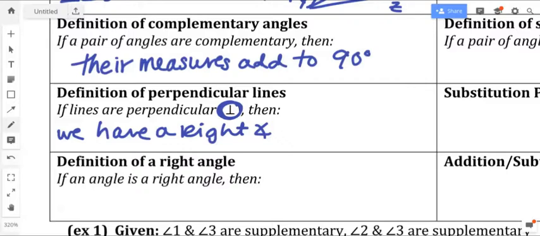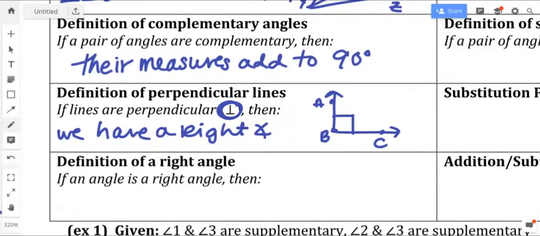For example, you might see something like this. If you were given that ray BA is perpendicular to ray BC, we could say that angle ABC is a right angle. That's what it would say. It goes perpendicular, then it says it's a right angle.